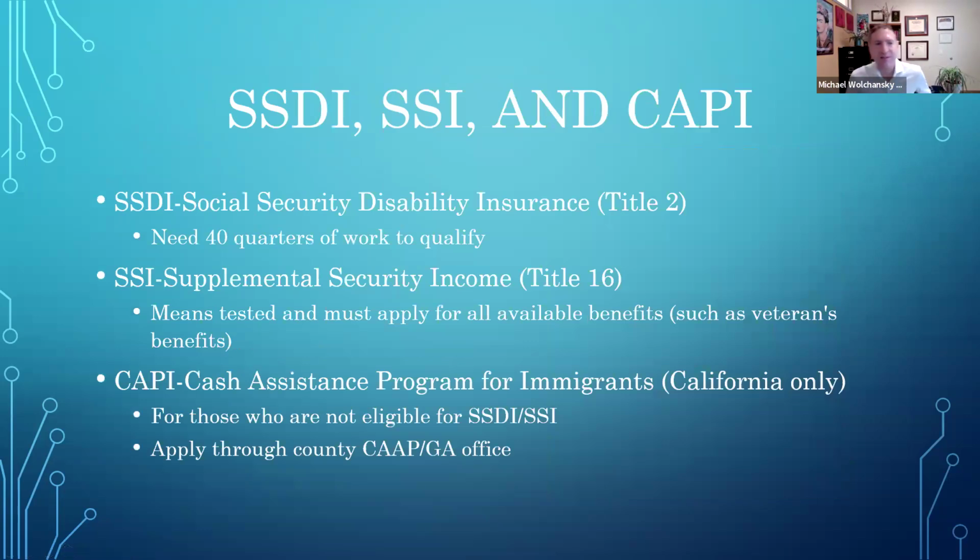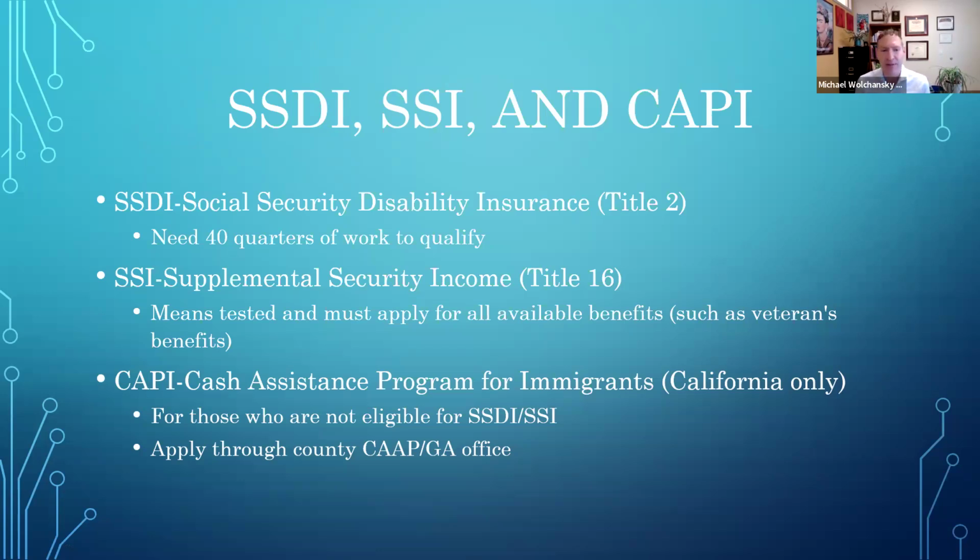So what's the difference? What's SSI? What's SSDI? What's CAPI? SSDI is Social Security Disability Insurance. I'm also going to refer to that as Title II, because that is where it's found in the law. It was created before SSI. This is a program that you have to qualify for by putting in 40 quarters of work. We'll get into a little bit more about what 40 quarters of work are, and also what happens if you're not of the age where you would even have enough of 40 quarters of work.